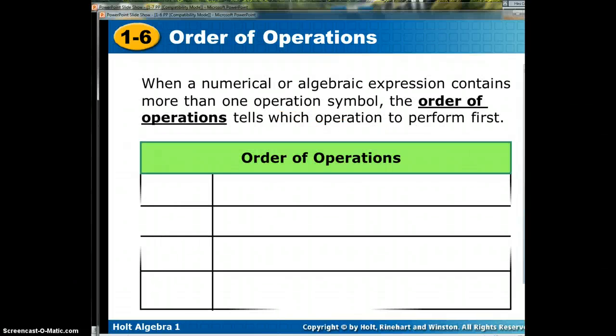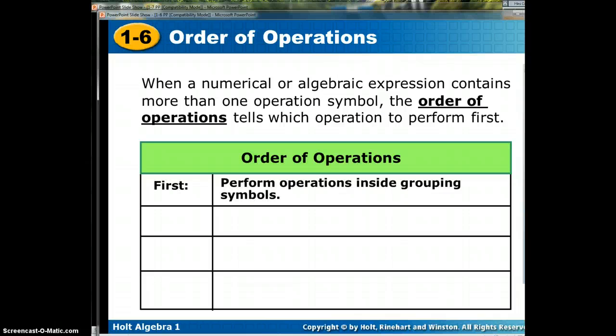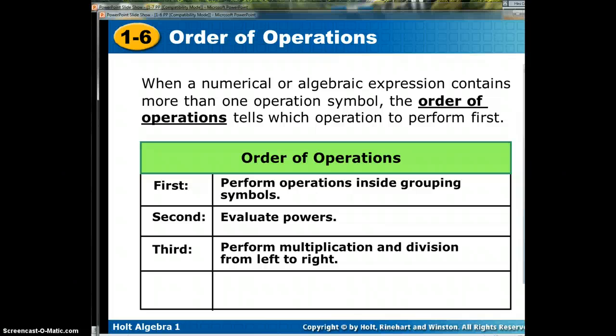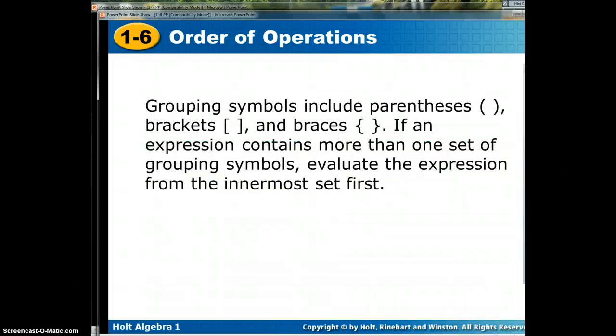So what is the order of operations? You should know this already, but the first thing you do is grouping symbols. That means parentheses, brackets, braces, fraction bar, square root symbol, lots of things like that. So grouping symbols come first. Then you do powers, in other words, things with exponents. You're looking for those next. Third, you're going to do multiplication and division in order from left to right. And finally, addition and subtraction in order from left to right.